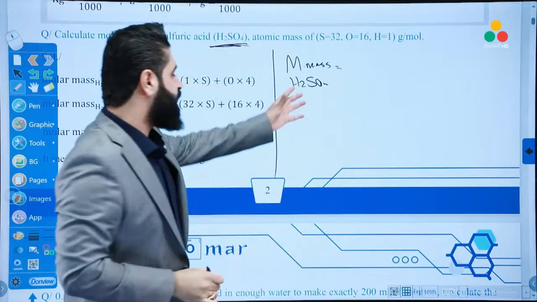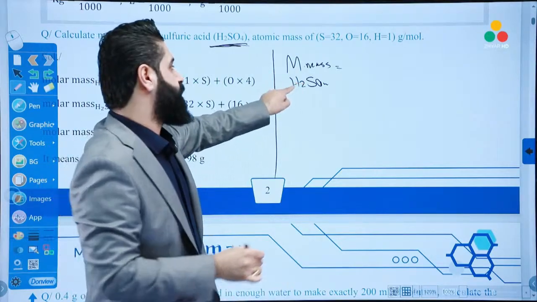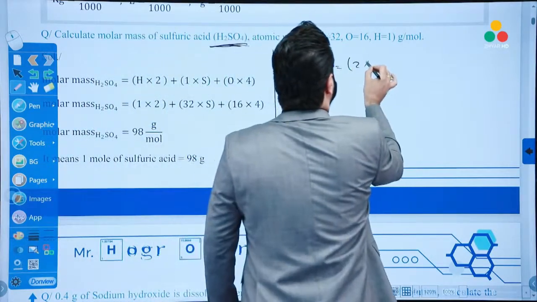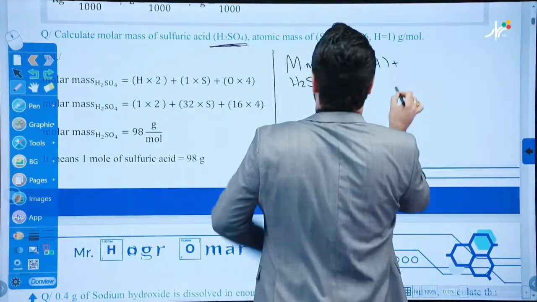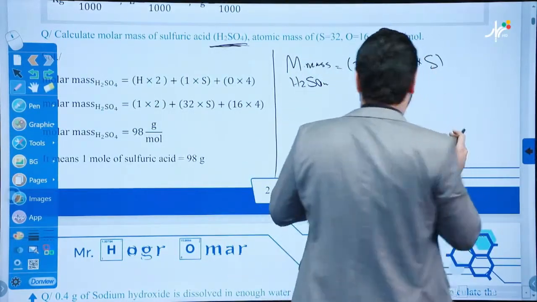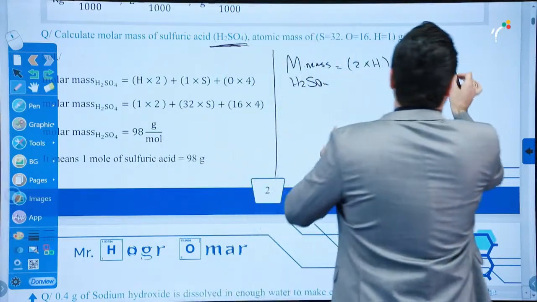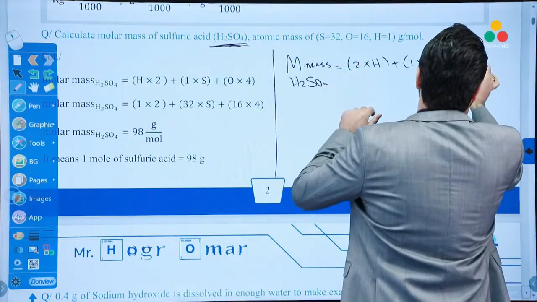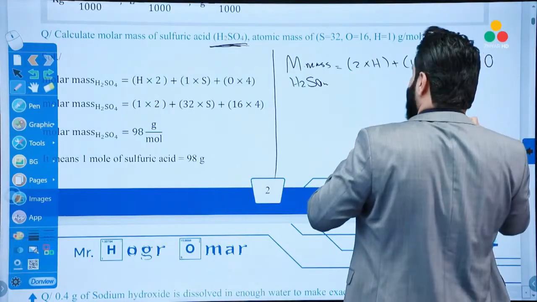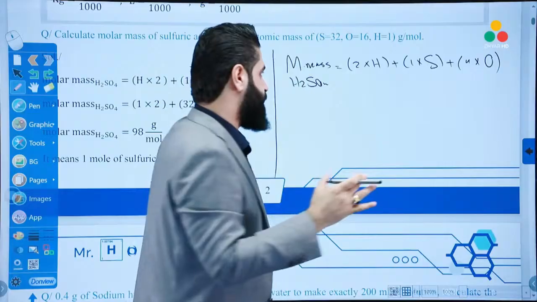Well, look, how to calculate the molar mass of sulfuric acid, H2SO4. First, let's count the number of atoms per formula unit of sulfuric acid. We have 2 times hydrogen, plus, how about sulfur? 1 times sulfur. This is a very basic calculation in chemistry. Plus oxygen, we have 4 times oxygen atoms.